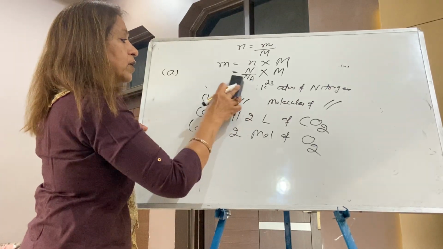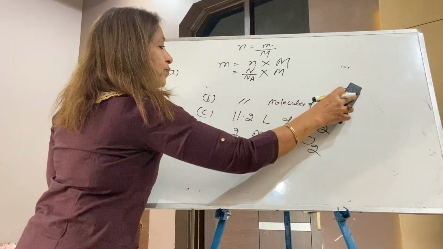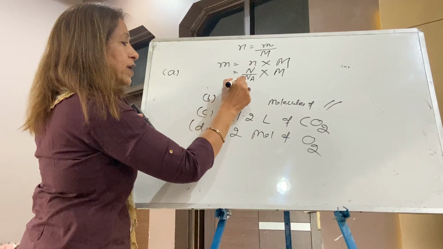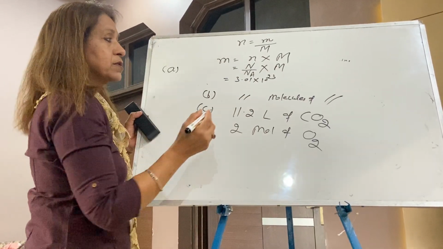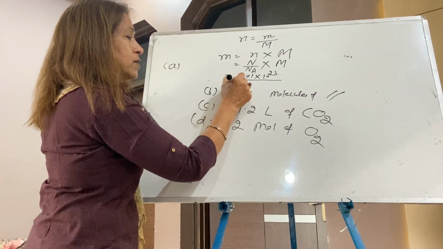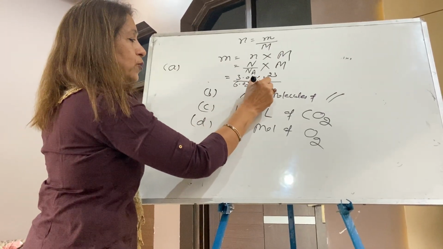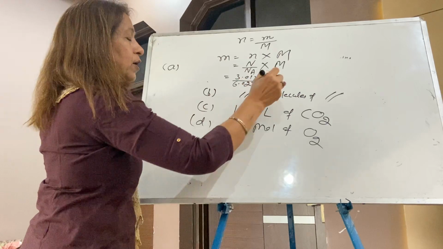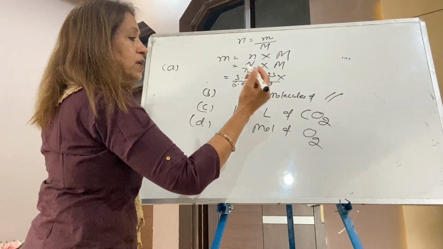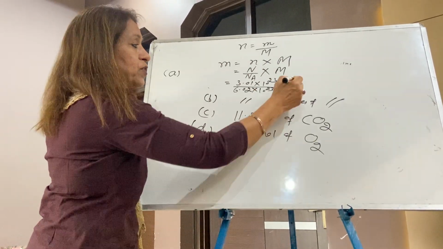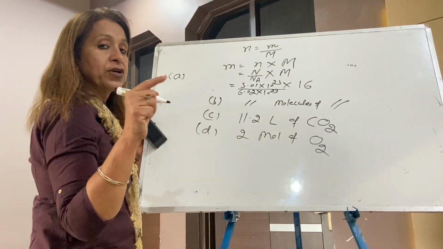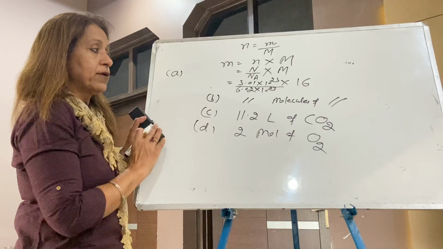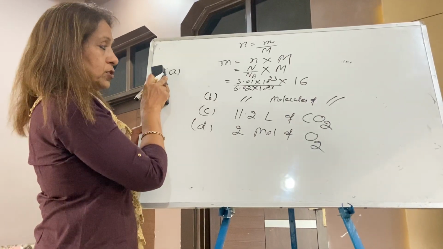Now we will put 3.01 into 10 raised to power 23 atoms divided by 6.02 into 10 raised to power 23 into atoms of oxygen, because atoms, so put 16 gram, because the word atom is here, so you will put atomic mass. This is A part. Now coming to the B part.